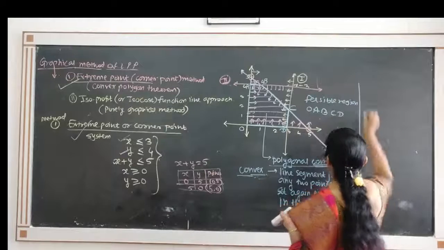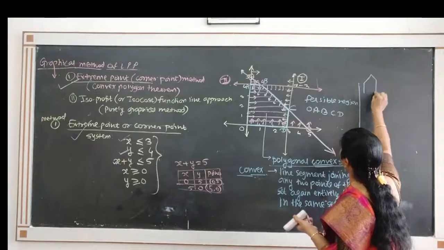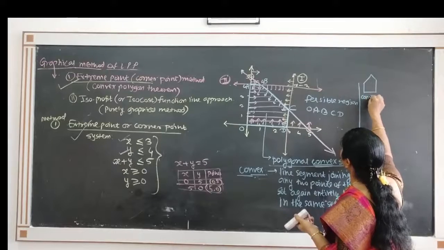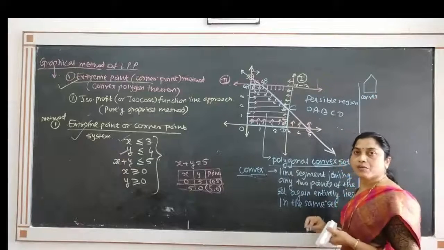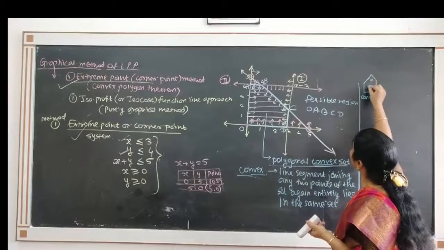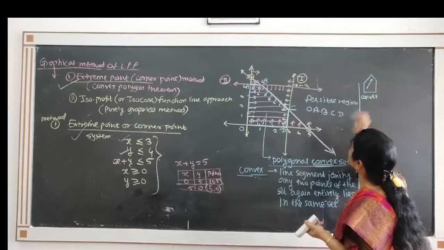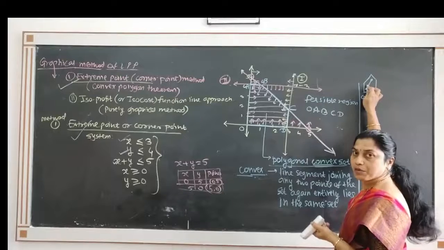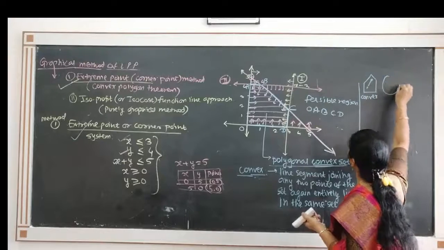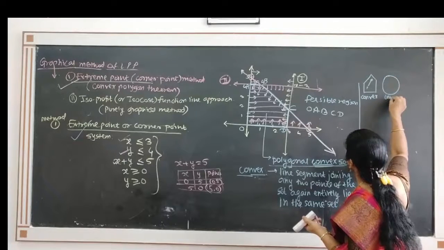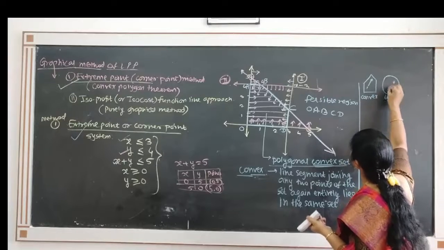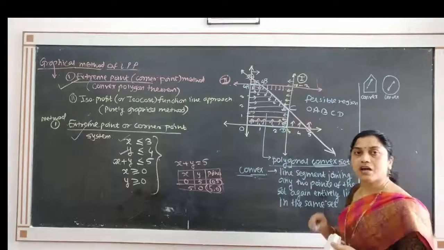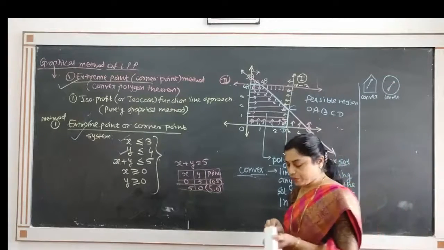For example, if you consider this set, it is a convex set. Why? Because if you take any 2 points, the line joining these 2 points is again in the same region. Or if you consider this one, it is also convex, since the line segment joining any 2 points again lies in the same region.